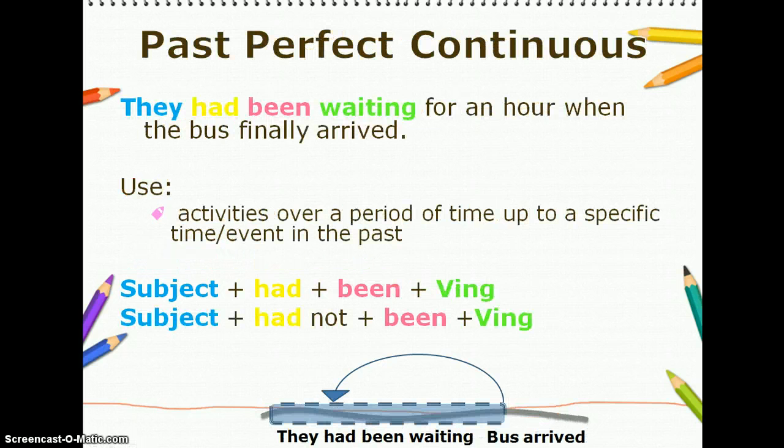Similar to present perfect continuous, we have past perfect continuous. We know that the continuous gives us duration. We know that past perfect is an activity that happened before another past event. So we're talking about past activities over a period of time up to a specific time or event in the past. So here what happened? The bus arrived. But what happened? They had been waiting. So they had been waiting for an hour when the bus finally arrived. So the first thing that happened was that they were waiting, and then this was interrupted by the bus arriving. How do we form it? With the subject, had, been, and the verb in ing.